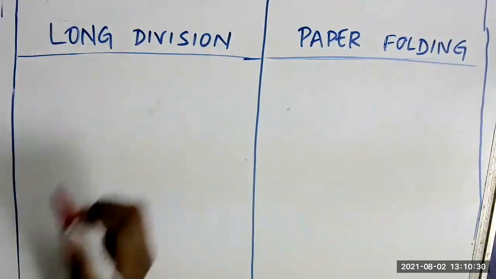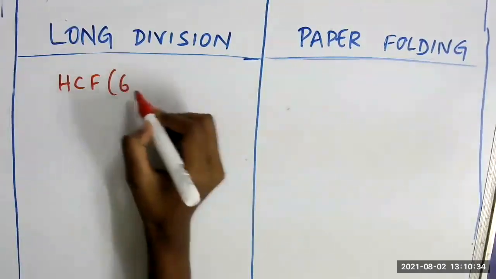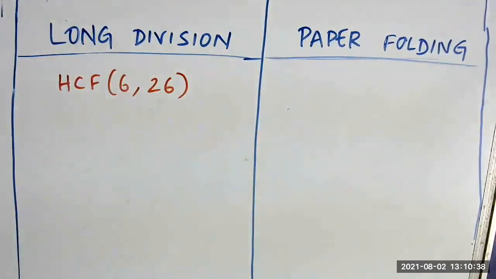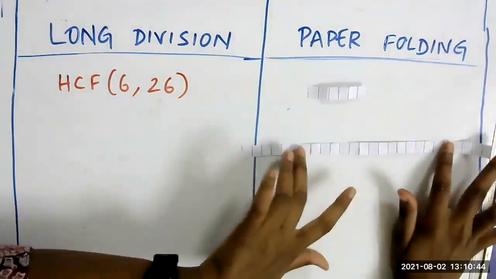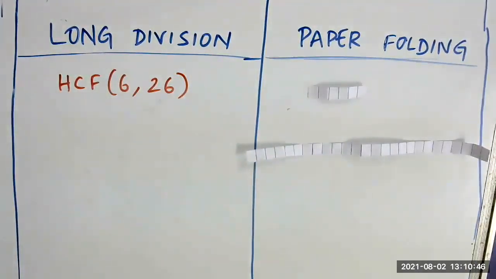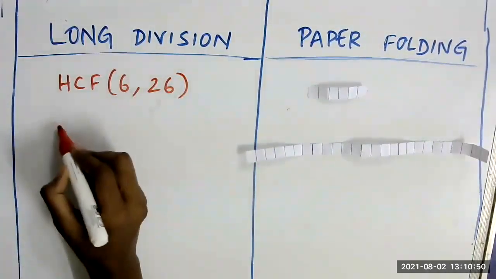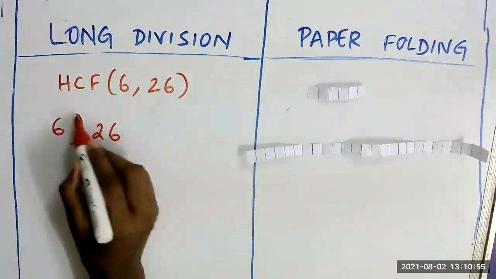Now let us do it for a different question. HCF of 6 and 26. So I have made a strip with 6 boxes and a strip with 26 boxes. Oh, this is just not fitting. Okay. So now we all know the smallest among these is 6. That will come outside and 26 will go inside.